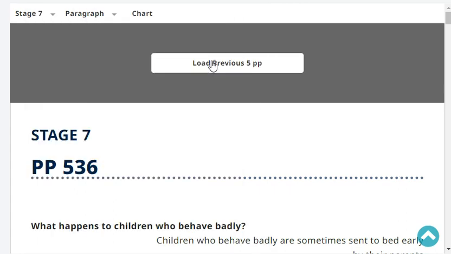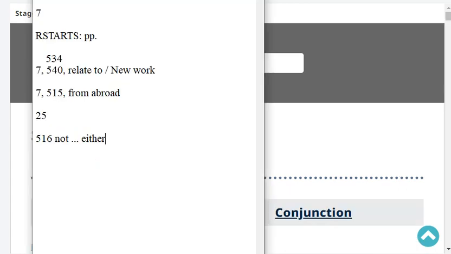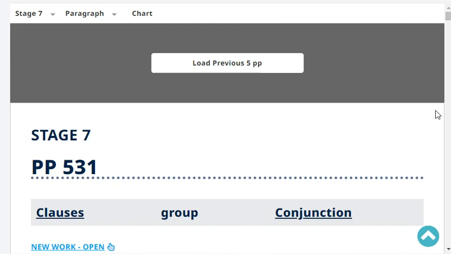Paragraph page 540. Last head word was relate to newer type of lesson.